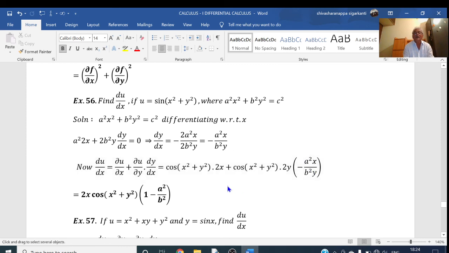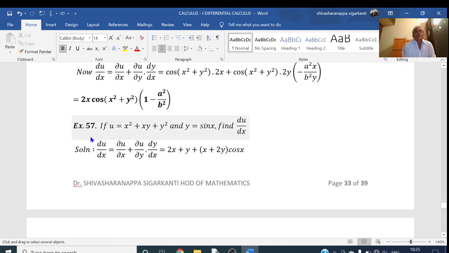And we can take the common factor. What are the common factors? 2 is a common factor. Cos of x square plus y square is a common factor. And x is also a common factor. 2x into cos of x square plus y square is the common factor. Then what remains here? Here 1 remains, plus, here into minus, after taking the common factor 2, y remains here. And this y gets cancelled. What remains is minus a square divided by b square. So this is the answer. Next example.